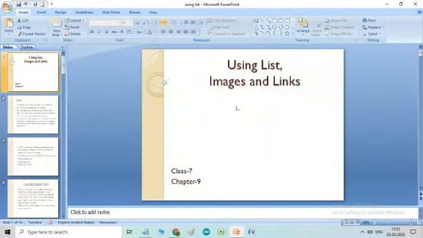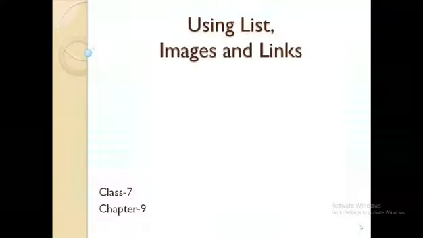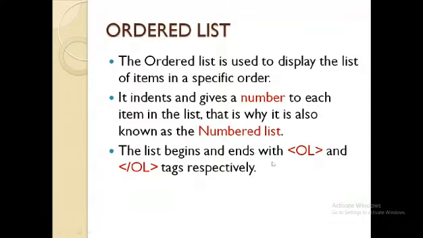Today we are going to learn about chapter 9, using lists, images and links. In the previous session, children, we learned about an unordered list. Today we are going to learn about the ordered list. The ordered list is used to display the list of items in a specific order. It indents and gives a number to each item in the list. That is why it is also known as the numbered list.